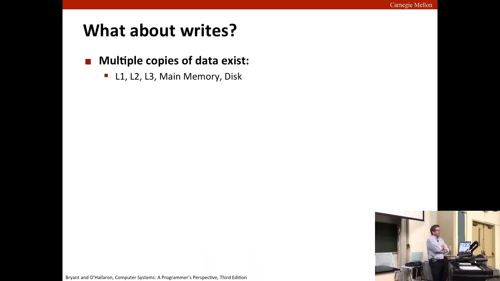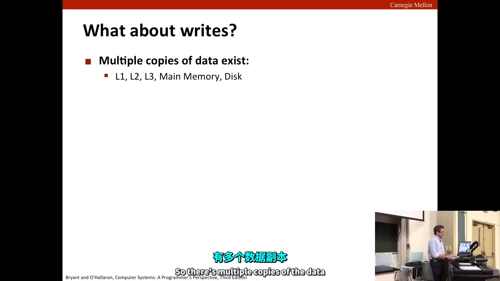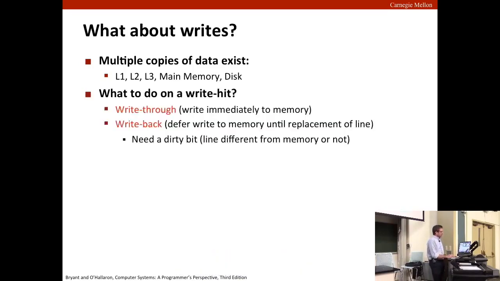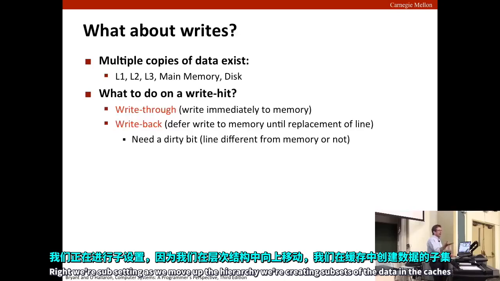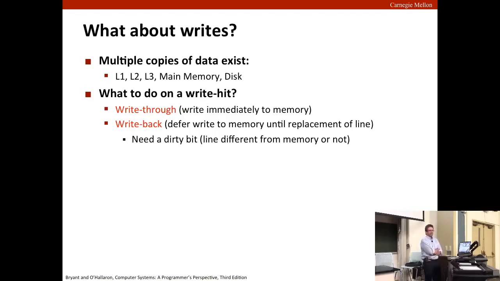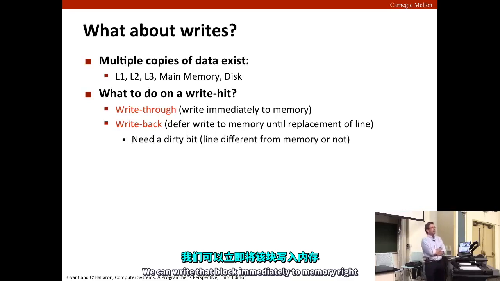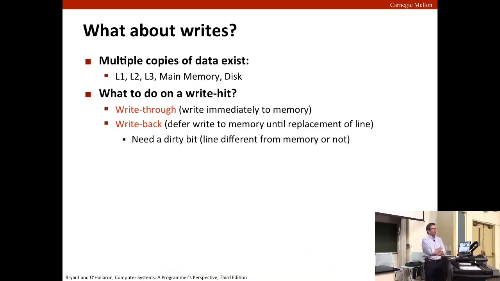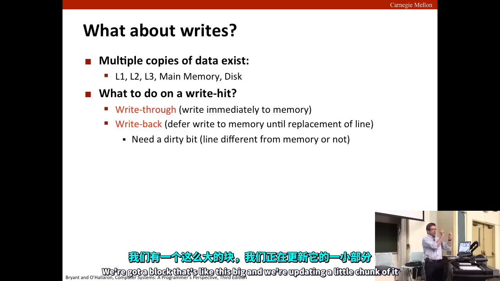Okay, now what about writes? There are multiple copies of the data. As we move up the hierarchy, we're creating subsets of the data in the caches. So what do we do if we write to a word within a block that's currently in the cache? We have 2 options. We can write that block immediately to memory. We've got a block that's this big, and we're updating a little chunk of it.